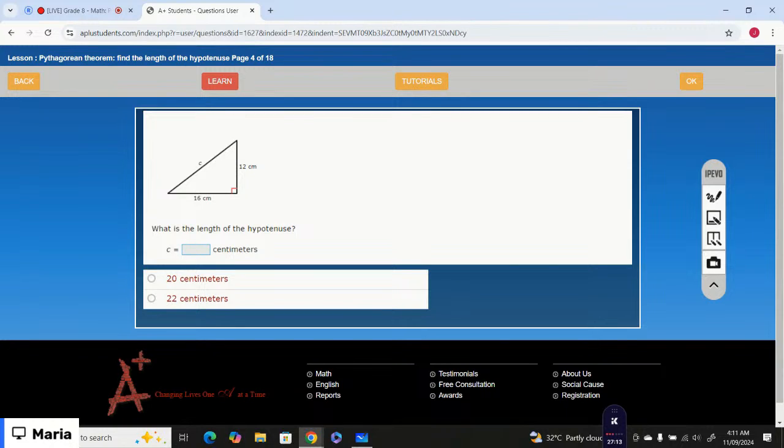The correct option is, 16 square is 256, and 12 square is 144. Yes, that is 20. Option number 1 is the correct option. That is 20 centimeters.